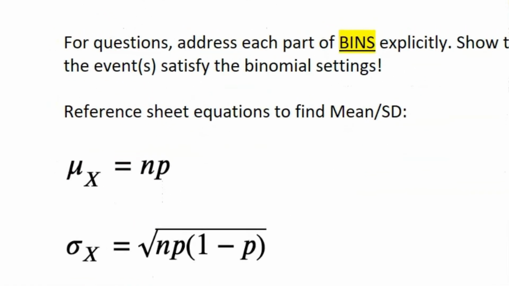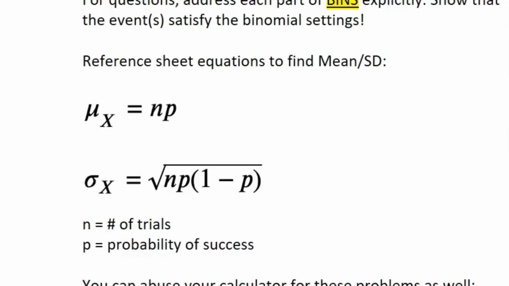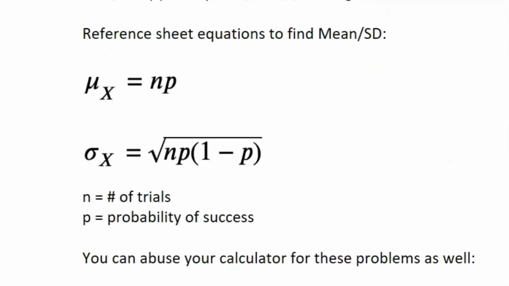For the mean and standard deviation, these are on your reference sheet. We have the mean and the standard deviation, where n equals the number of trials and p equals the probability of success.